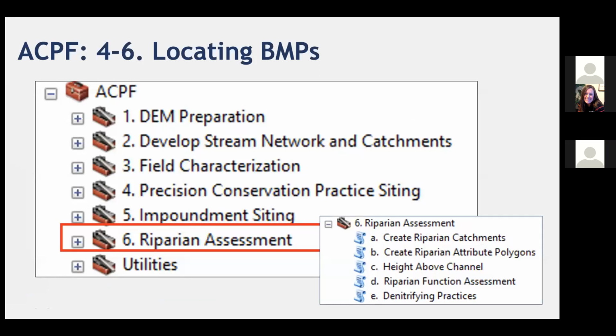So the last step of the ACPF is riparian assessment. In this step, we're going to identify riparian catchments and polygons, look at height above channel for those riparian areas, and then use that information to determine riparian function and the potential for saturated buffers, which are denitrifying practices.